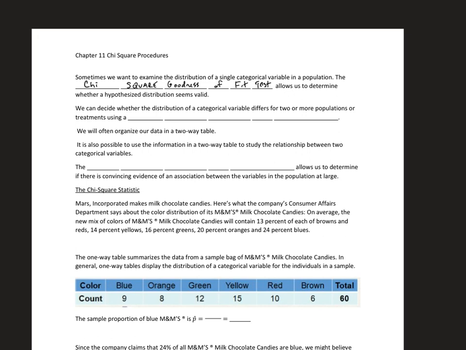We can decide whether the distribution of a categorical variable differs for 2 or more populations or treatments using a chi-square test for homogeneity.